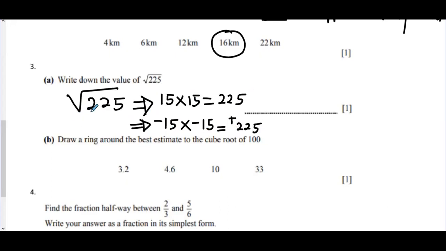Okay? So the square root of 225 has two possibilities. You can have 15 or you can have negative 15. The reason being, 15 times 15 will give you 225, and negative 15 times negative 15 will also give you the same number, 225. So write down the value of square root of 225. The answer is either 15 or negative 15. So you can do either way, any of these two.